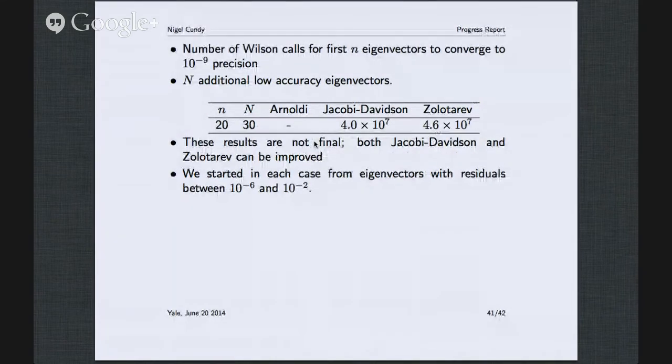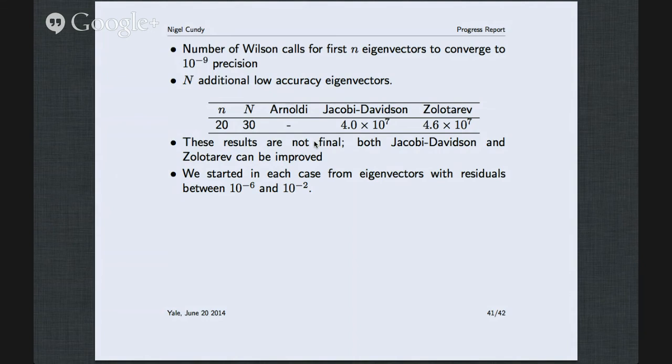So unfortunately, in my results here, I've only got the smallest set in. I was hoping to have a few more in by the time I'm giving this talk. But we can see the NOD just didn't converge to the required accuracy. I can't get the eigenvectors out with an NOD to the required accuracy within a reasonable amount of computer time. Jacobi-Davidson requires about 40 million calls to the Wilson operator to get these 20 eigenvalues out to the required accuracy. The Zolotarev was a little bit worse.